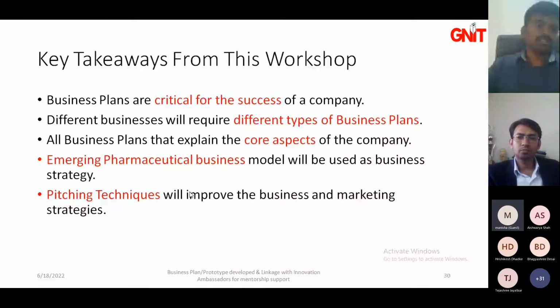Okay, so what is critical for success? Business plans. Different businesses will require different types of plans. All the steps I have given are typical, but different businesses will have different things, and what pitching techniques to use to get this business plan done.